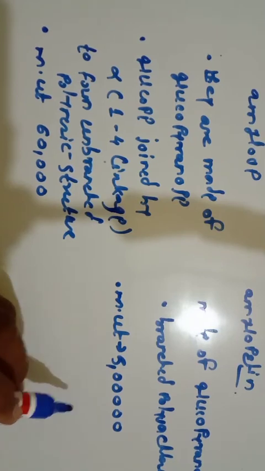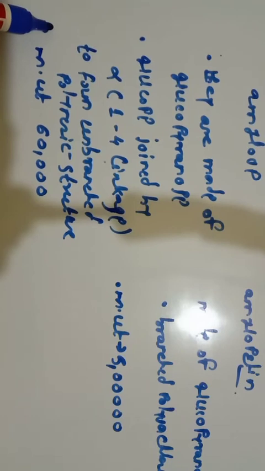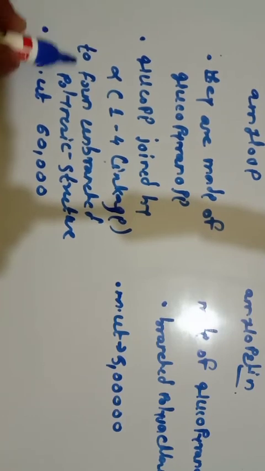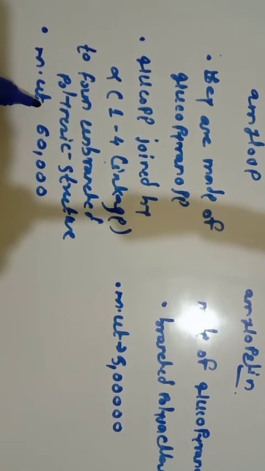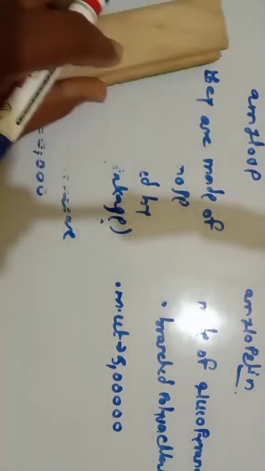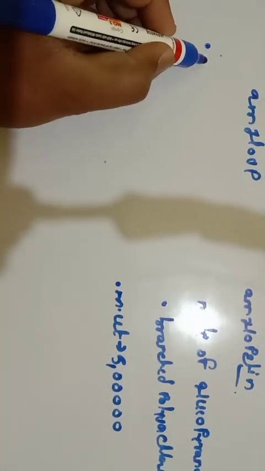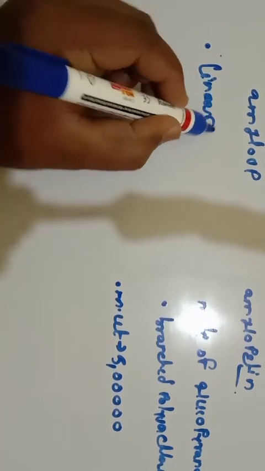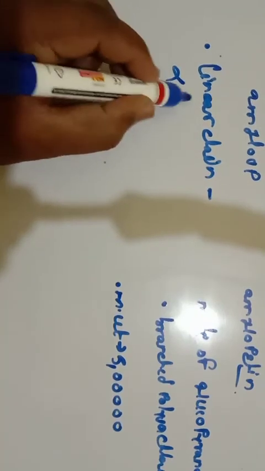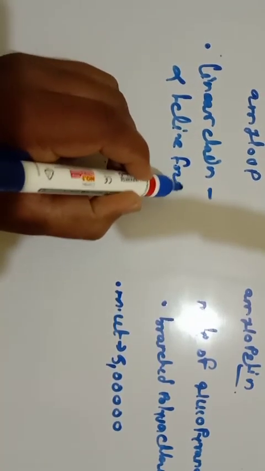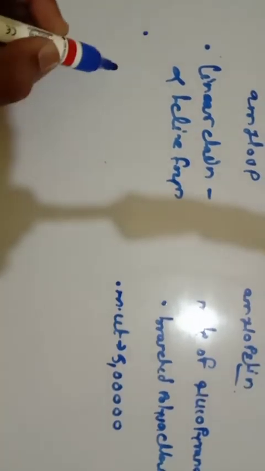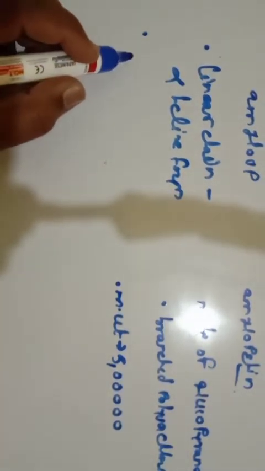Okay, and if you see this amylose, it is in the unbranched chain. The linear sequence of these monosaccharides, the unbranched chain which is formed, it is in the alpha helix form. So let us discuss the next point, that is, the linear chain in the alpha helix form. So this is very important. We are very much familiar with this alpha helix. We already discussed it in proteins and amino acids.